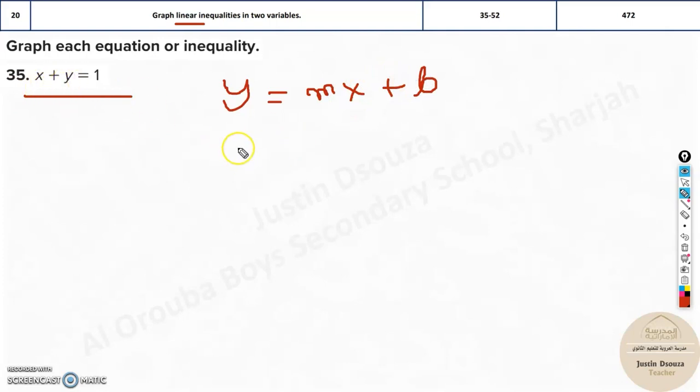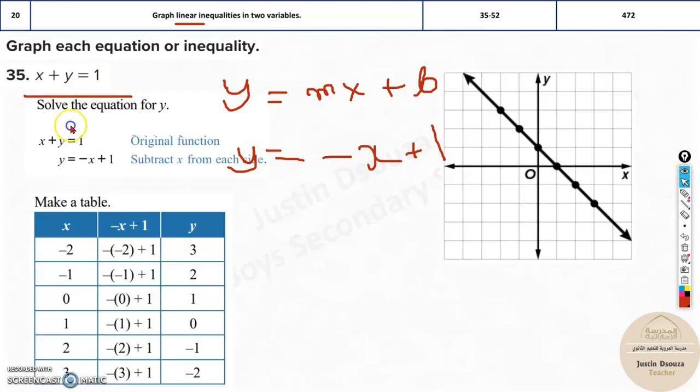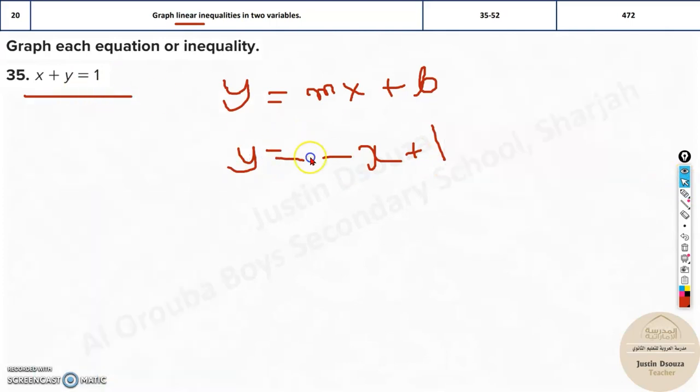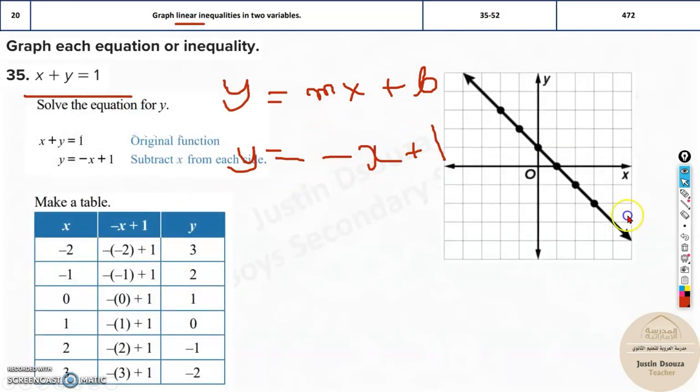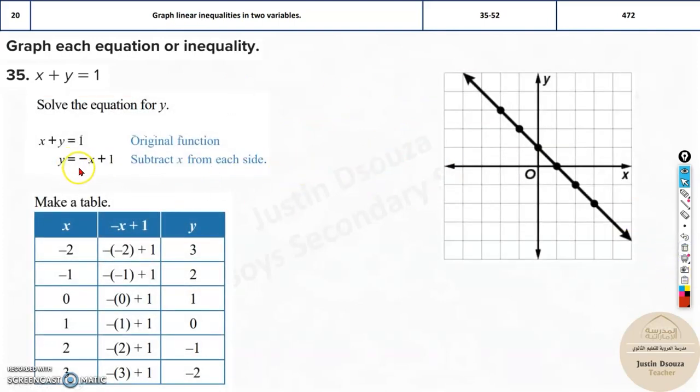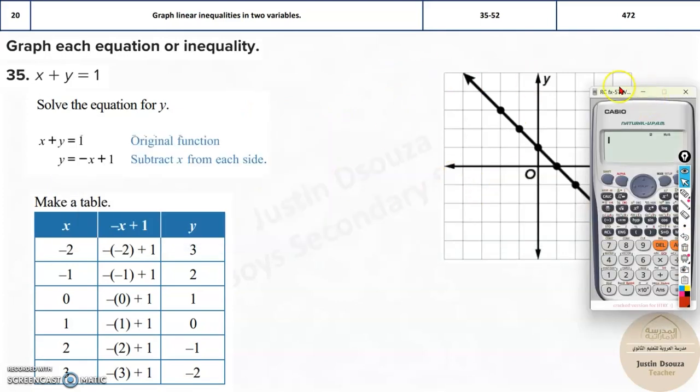Here y must be alone, so take this x to the other side, it becomes -x plus 1. So this would be the slope intercept form here. Okay, so here you must get it into slope intercept form. Now after that y, once we get this, you can easily make the table from the calculator.